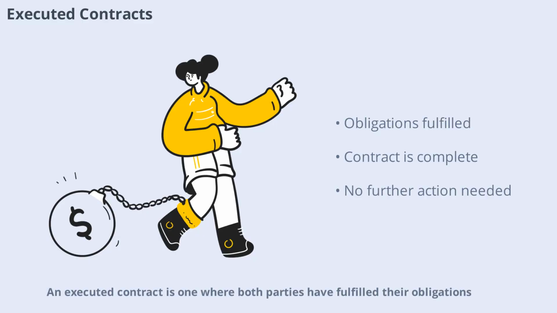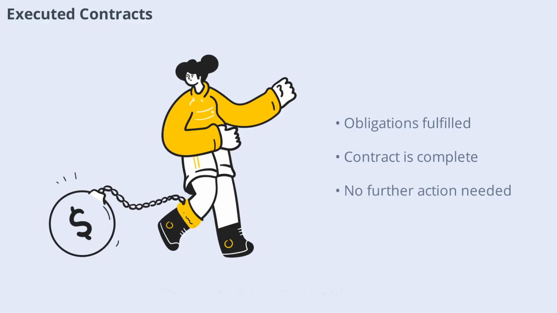An executed contract is one where both parties have fulfilled their obligations. For example, after you buy a coffee and pay for it, the contract is executed. These contracts are complete and no further action is required from either party. Understanding when a contract is executed helps avoid confusion about ongoing responsibilities.